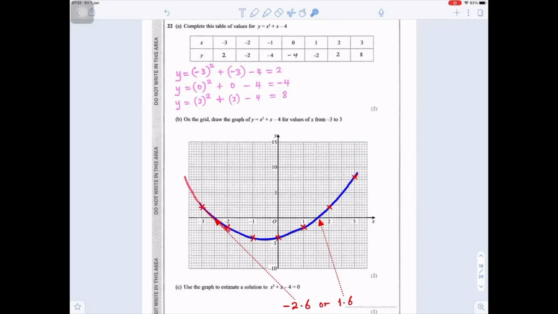Now you join it with a smooth curve. Do not use a ruler and do not draw straight lines to join the points. You wouldn't get the mark in an exam.